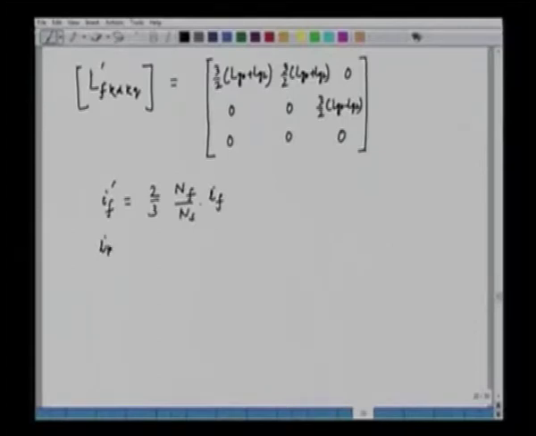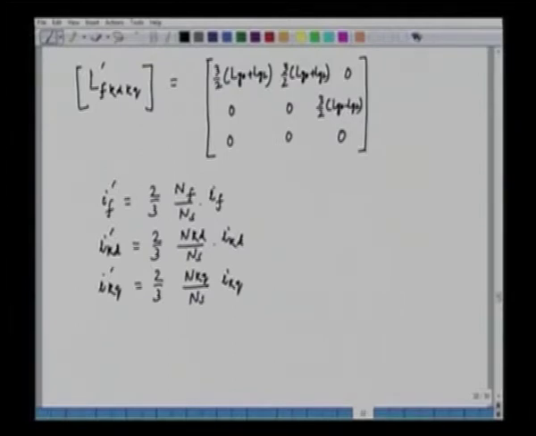Similarly, Ikd prime referred from the primary side is equal to 2 by 3 of Nkd by Ns into Ikd, where Ikd is the actual damper winding current in the d axis. Similarly, Ikq prime is equal to 2 by 3 times Nkq by Ns into Ikq. These are the currents which are referred from the primary side.